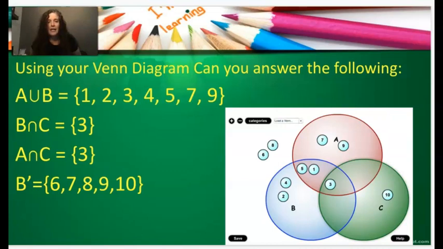So remember, on A union B, it's everything that's in set A or set B or both set A and set B. Whereas the intersections, it has to be in both. Okay, so it's an and. And then again, the B complement would be everything not in the B circle. Excellent.